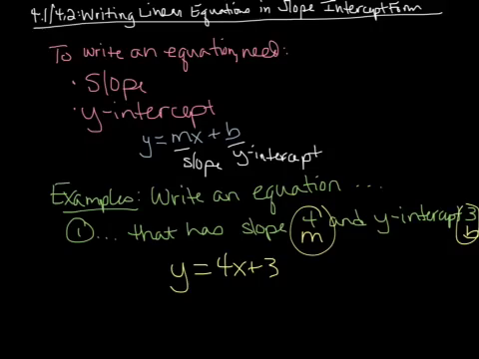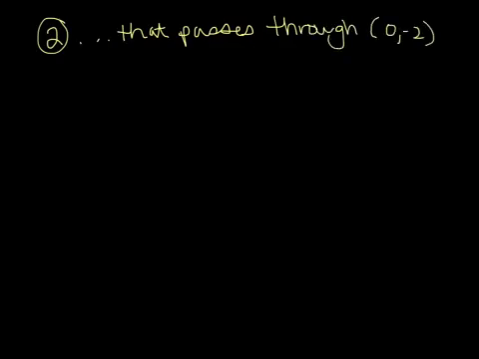Then, the next example is going to be a little bit harder, but it's not too much harder. You're going to write the equation that passes through 2 points. The first point is (0, negative 2). The second point is (3, 3).